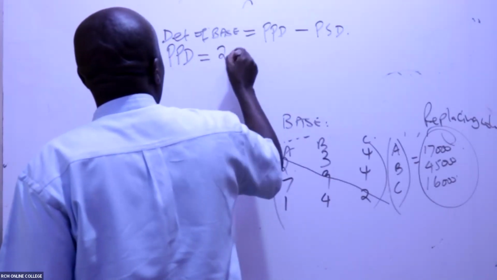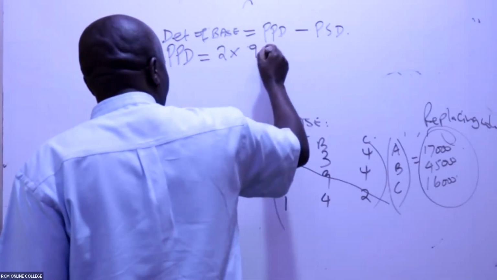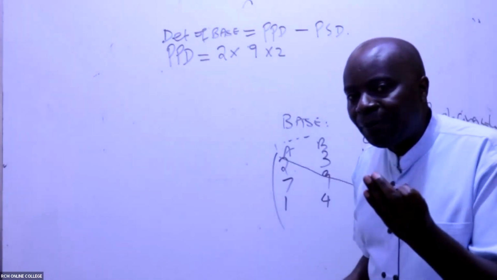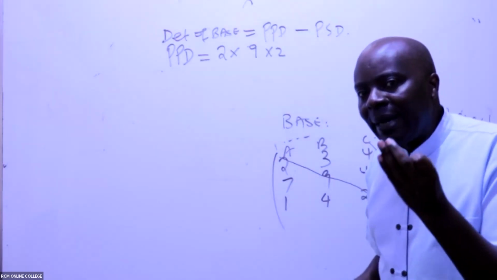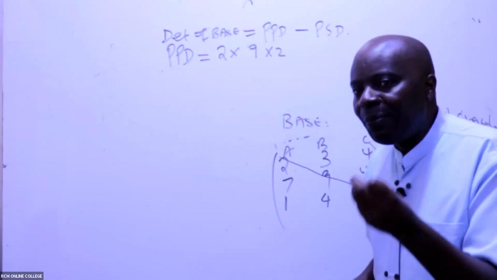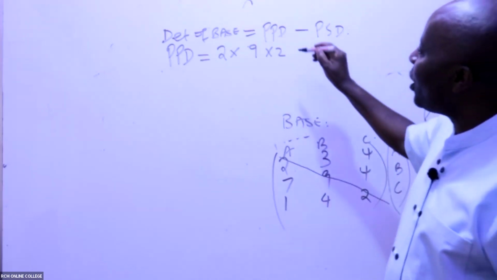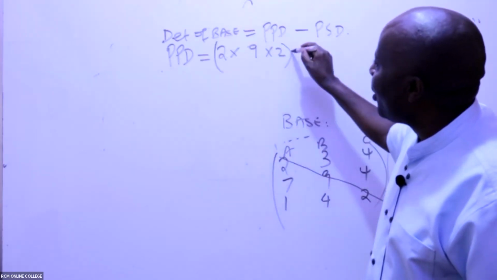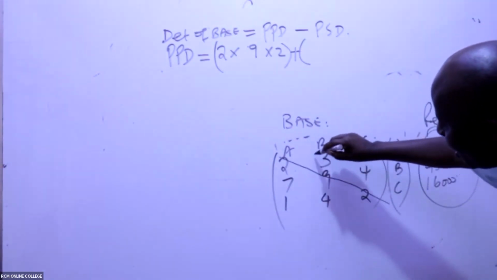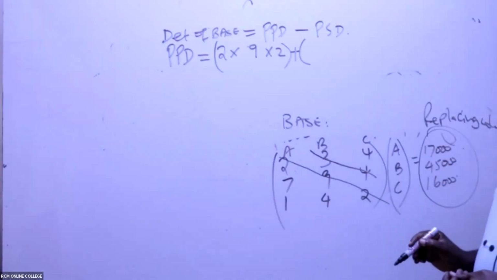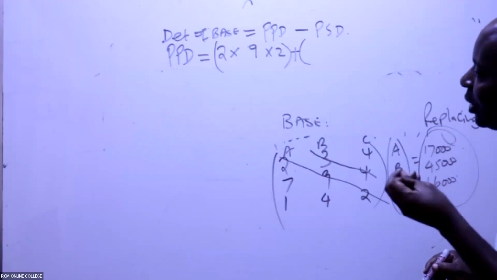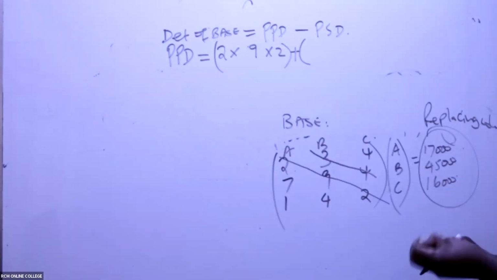So we have here 2 times 9 times 2. But you see, this is a 3 by 3 matrix. If it is a 3 by 3 matrix, it has 3 primary diagonals. So these primary diagonals, you have to add all of them. So you say plus. You see, there is one that is parallel to this. But this one that is parallel has only 2 elements.